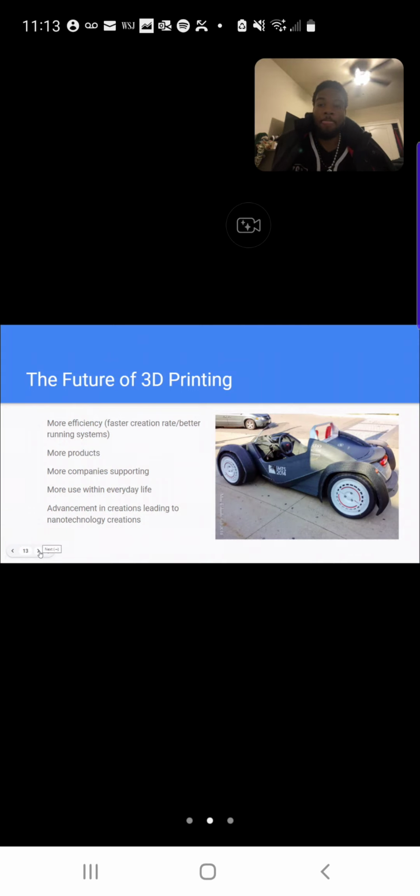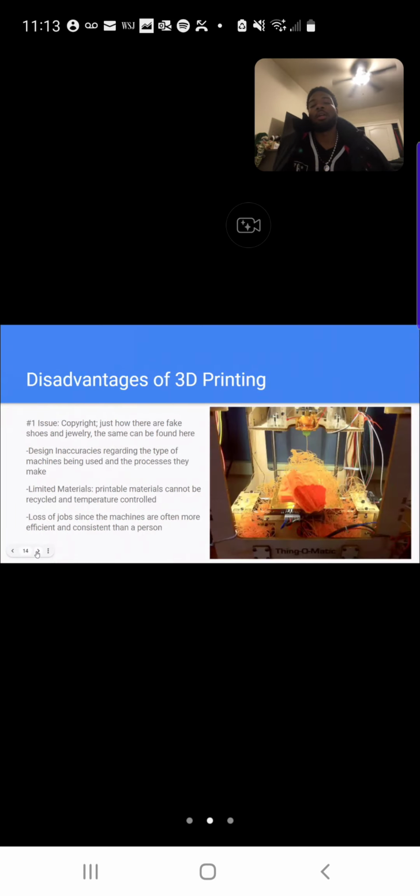More efficiency, so that could be seen in the future with a faster creation rate and better running systems. And next slide. Then the disadvantages of 3D printing. The number one is copyright, and it could be loss of jobs.